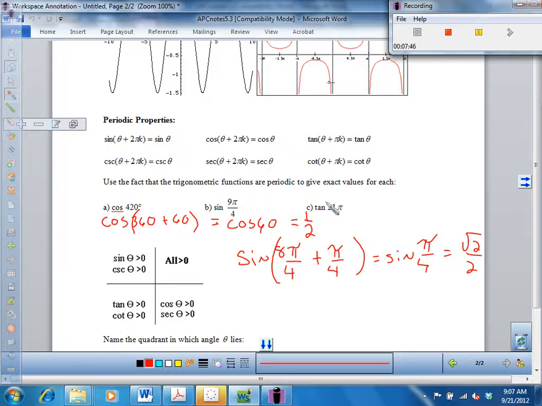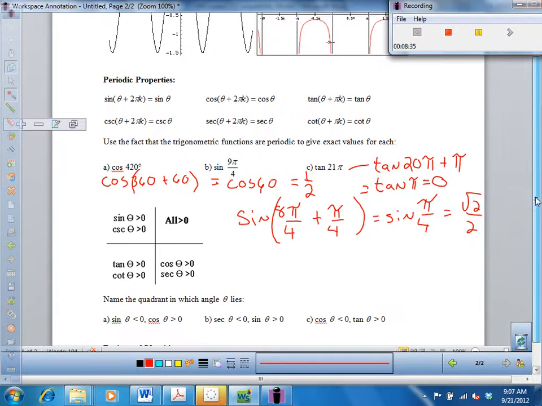Okay? Now the tangent of 21 pi, since tangent repeats itself every pi, you could write that as, say, the tangent of 20 pi plus pi, which, because tangent repeats itself every pi radians, would be the same as the tangent of pi. Okay? And the tangent of pi is 0 over -1, which is 0. Okay? So that's how you do those.